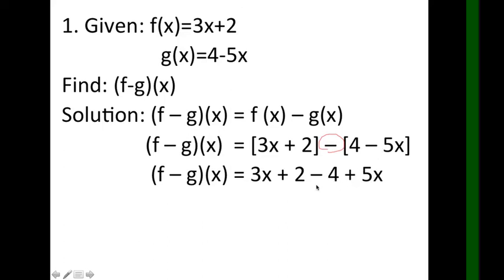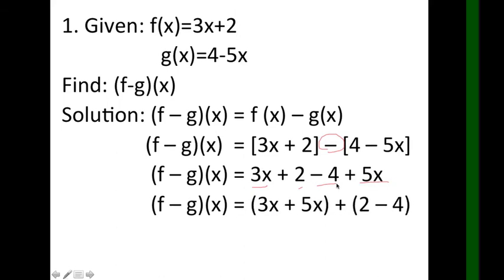After that, combine the same variables. So we have two pairs. We have 3x and 5x, and then 2 and negative 4. So we just combine them. And then there is a plus sign that we will write between the pairs of variables. So we have 3x plus 5x plus positive 2 minus 4.